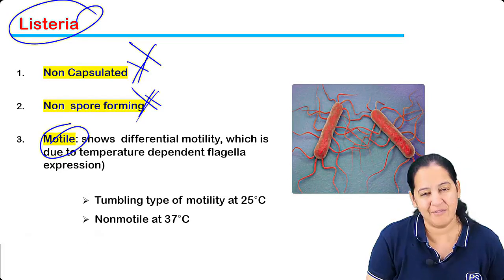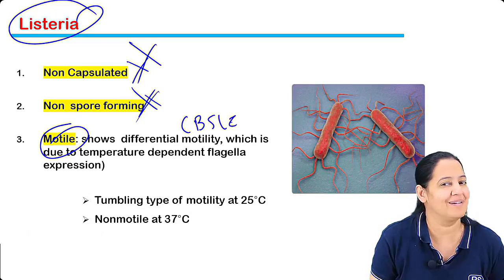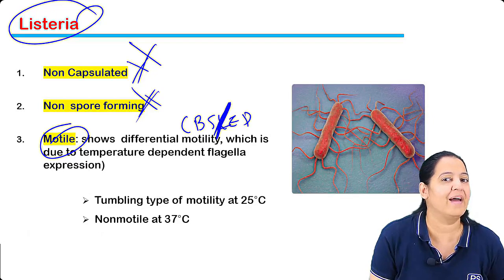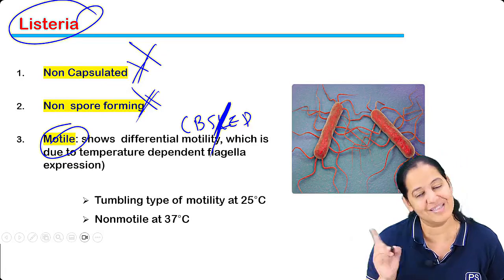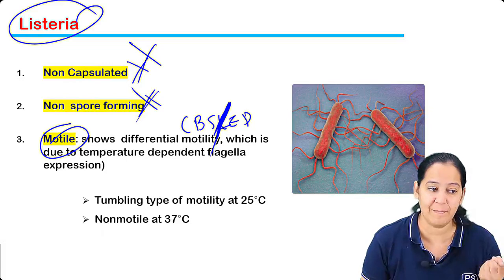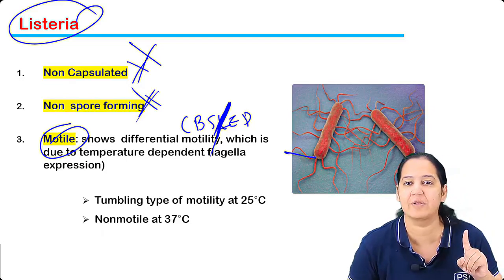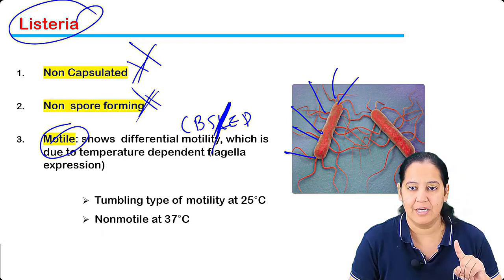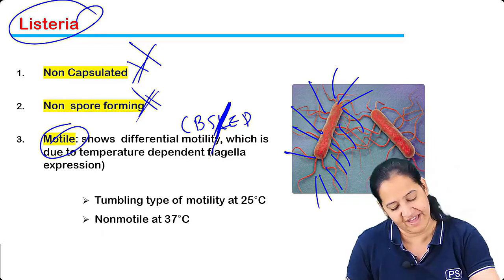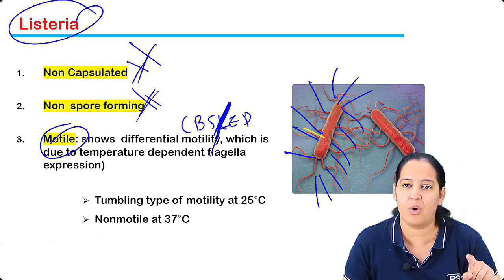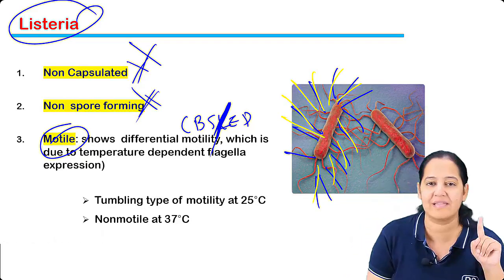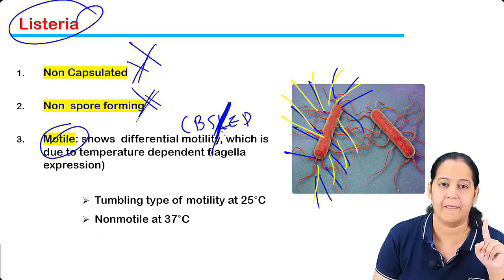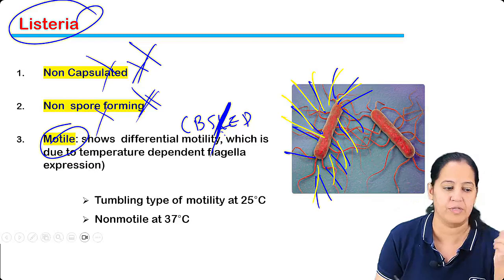But it is motile. Have you heard the mnemonic cute baby sleep? What is the L in cute baby sleep? L is Listeria. So it is motile. Which motility? Polar or peritrichous? You can see in the diagram also. It's peritrichous. You can see the flagella is all around. So learn one thing: it is having the flagella. It's motile. No capsule, no spores, but motility is present.